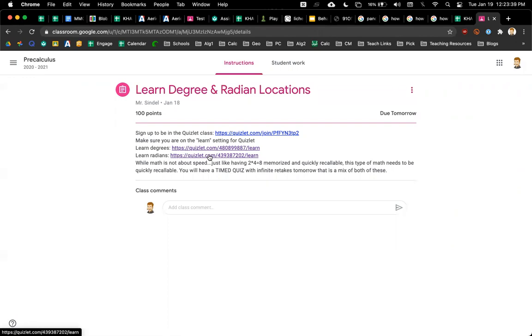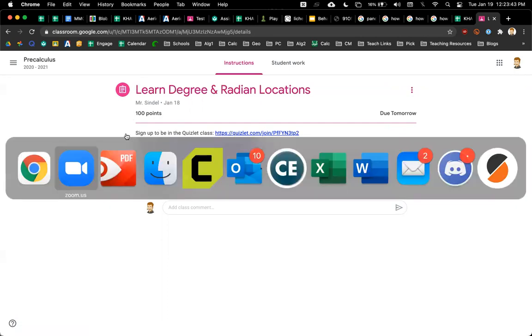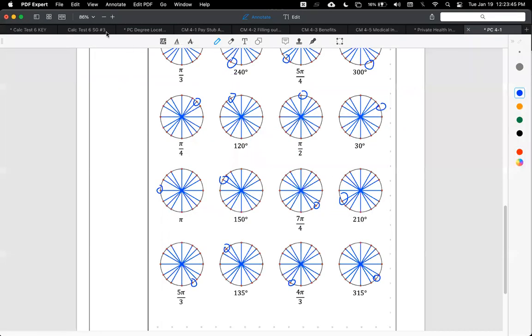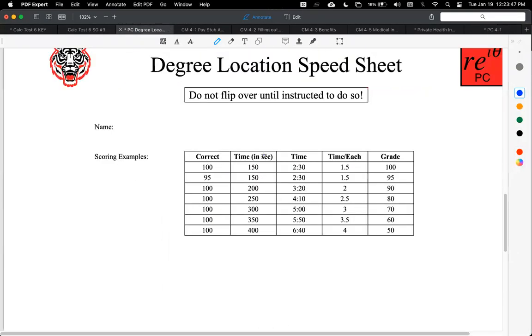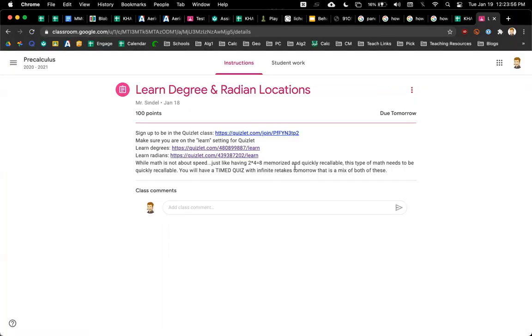Again, you need to know these both as well as each other. Notice that the radian worksheet is the same time factor as the degree worksheet. Both of these, you have to finish 100 problems in 2.5 minutes. So that's what you'll be doing for the rest of the class. And that's all I have for you guys.